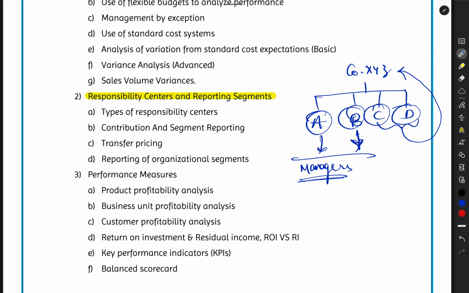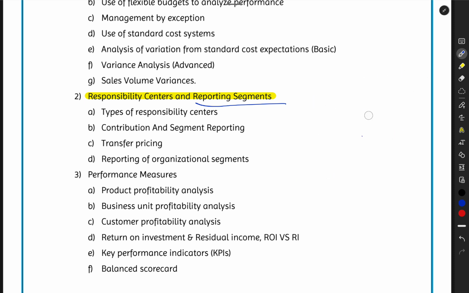Sir, what do we mean by responsibility? A is the responsibility of a regional manager, B is the responsibility of a regional manager. So these regional responsibilities are allocated, that is called responsibility center. Whereas reporting segments means any part of your business which is reported separately is called a reportable segment.